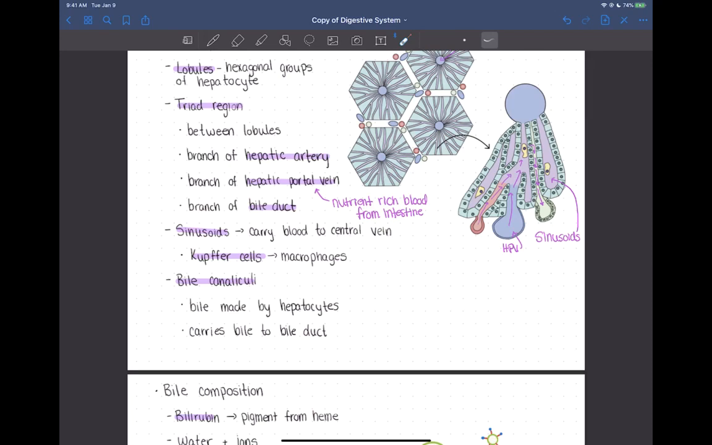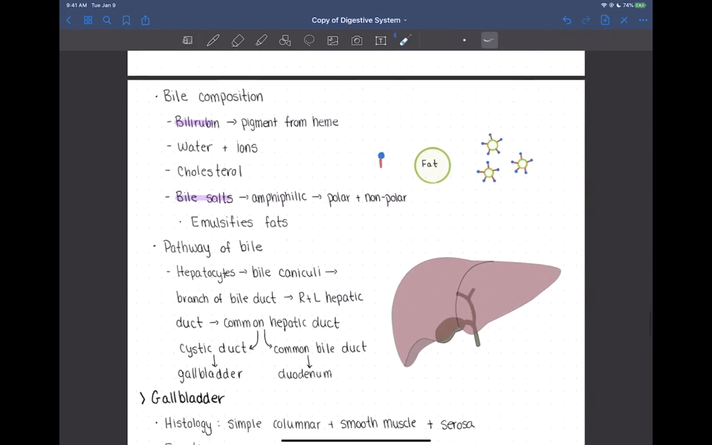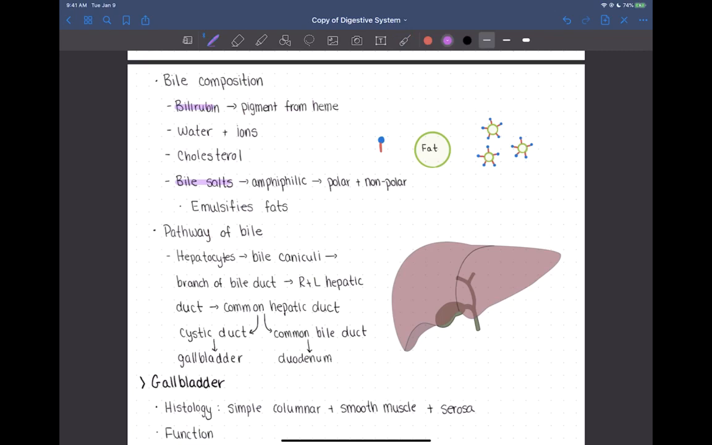All right, so let's talk about what bile is and what it does, why it's important. The composition of bile contains bilirubin, a pigment from the breakdown of heme. When we break down hemoglobin, that heme can be broken down further into bilirubin, and that is a bile pigment. Bile is also going to contain some water and ions as well as cholesterol. And then really important for its digestive function is that it contains bile salts.